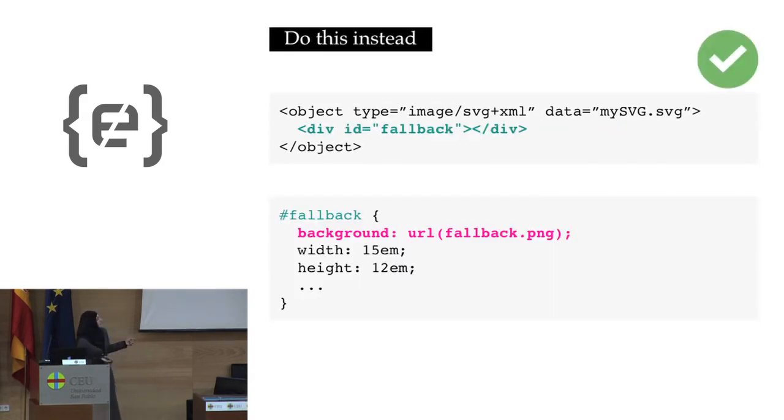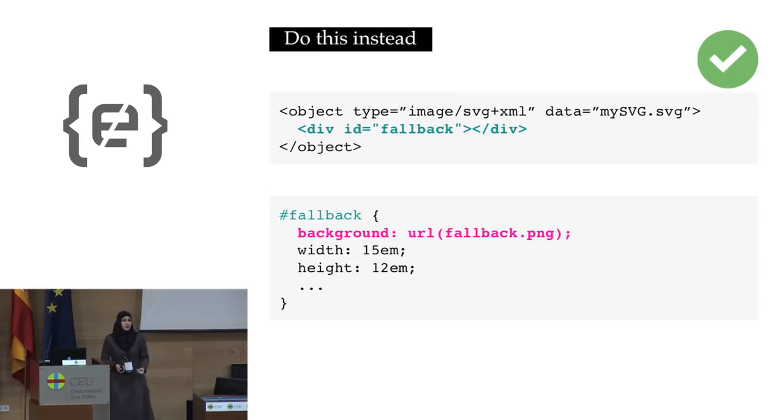Basically, instead of providing an image tag, which is going to cost an extra HTTP request, they add a div, and they apply the fallback image as a background for that div. Now, why does this work? This works because if a browser does not support SVG, it's going to ignore the object tag, and it's going to render the div with the styles. Perfect. It's going to be there.